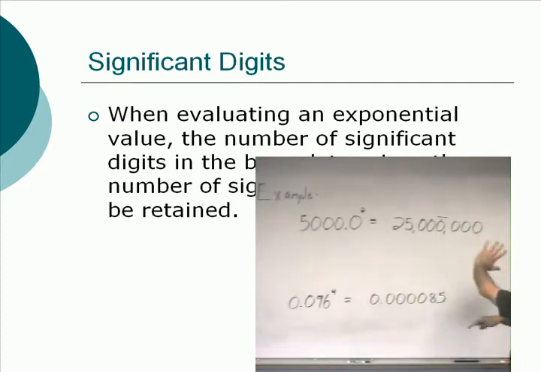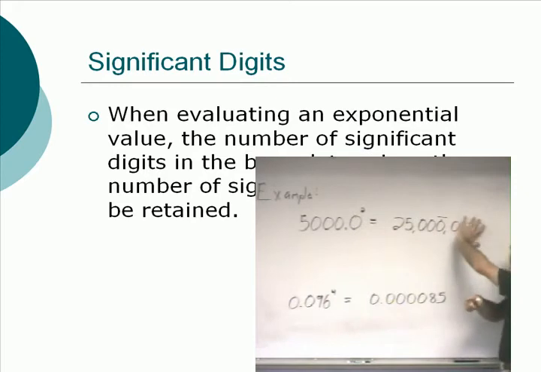Oh, I see why you came up with 25,000, because you were counting the sig digs, right? Yeah, you can't just drop them, otherwise you get a completely different number. Yep. Right.